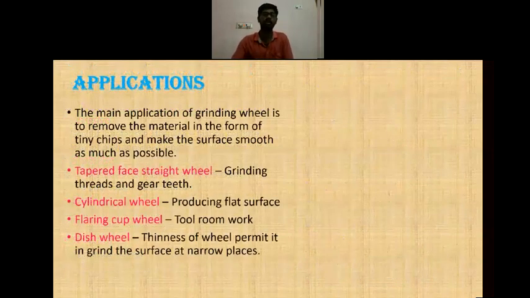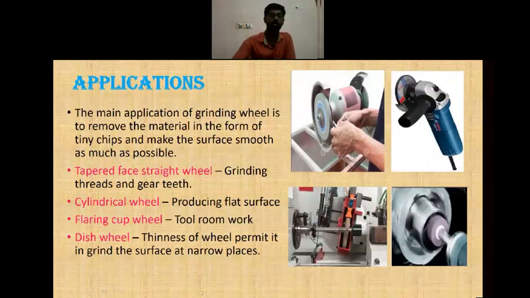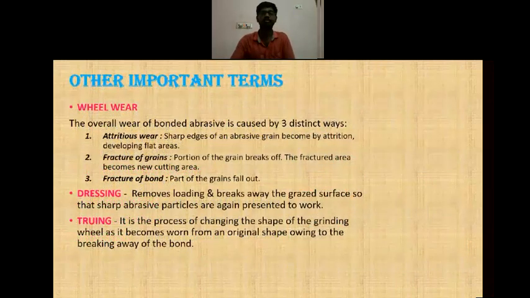And the most common application will be the removal of material in the form of chips. And based on the shapes and structure of the grinding wheel, the application also varies. For example, flaring cup wheels are used for tool room work. This image is an example of a flaring cup wheel, and cylindrical wheels are used to produce flat surfaces.